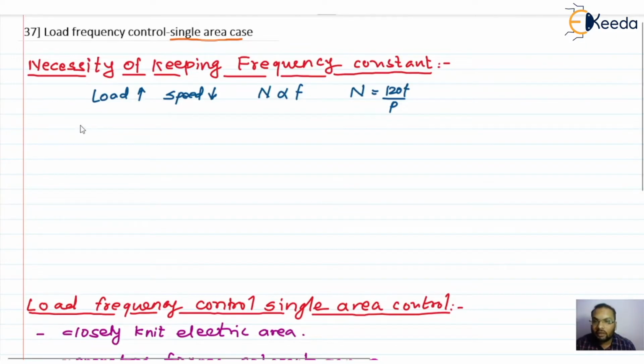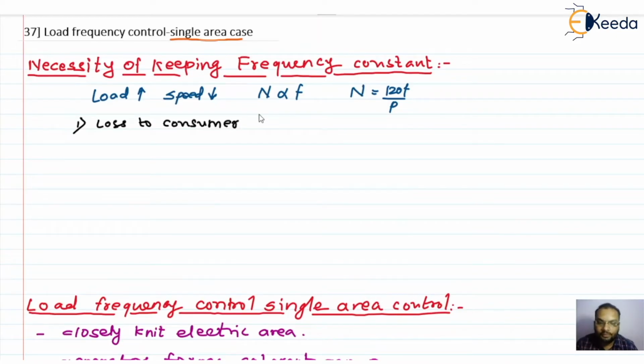The very first factor that will be affected is loss to the consumer. Loss in what sense? Suppose you are running an industry, and in that industry you are operating some drives, some induction motors. Let's say you have a printing press machine, and in that you need some induction motors to drive it. Now we know that the speed of the induction motor can be controlled by controlling the frequency.